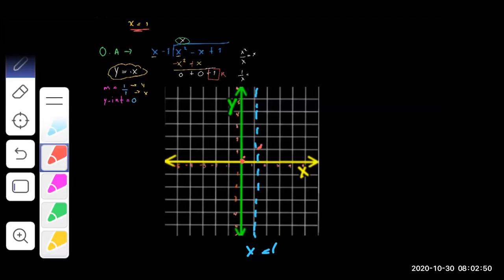And now let's make the line. I'm going to make that line. Let me try to do my best, guys. I'm not so good at this, but I'm going to try.